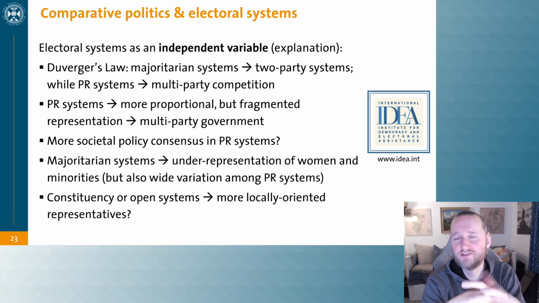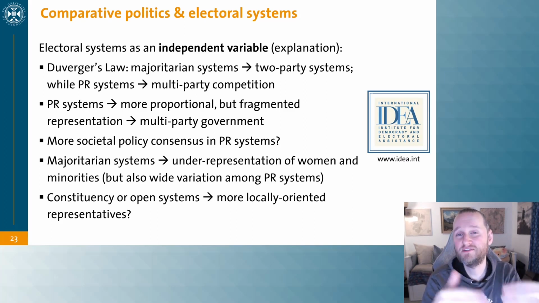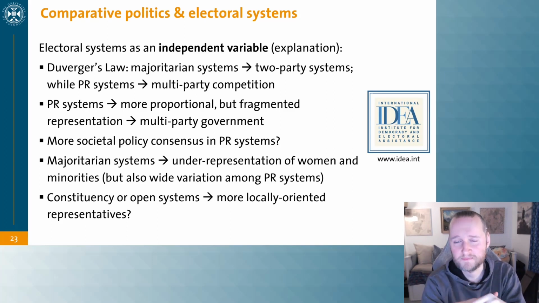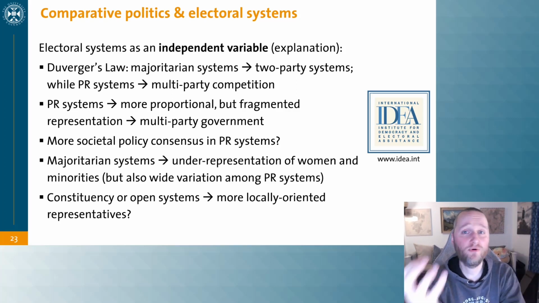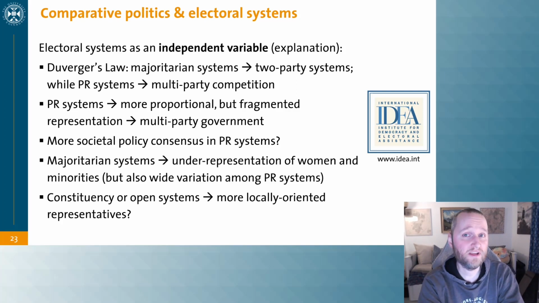More commonly, though, electoral systems are used as an independent variable. So we're using electoral systems to explain certain outcomes. What we see, for example, empirically speaking, is that majoritarian electoral systems tend to generate two-party systems. Because it's a winner-take-all system, that tends to lend itself to really only A or B, party A or party B winning, and that then leads to a two-party system, while PR systems normally have multi-party competition.